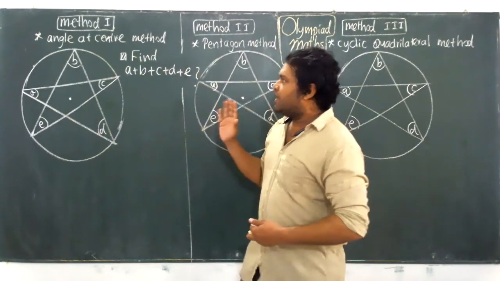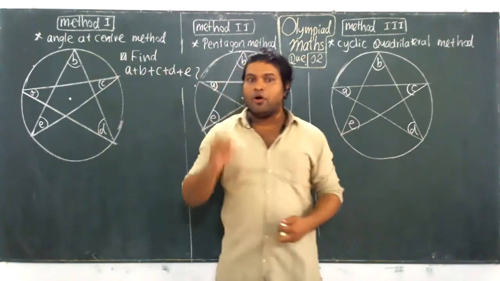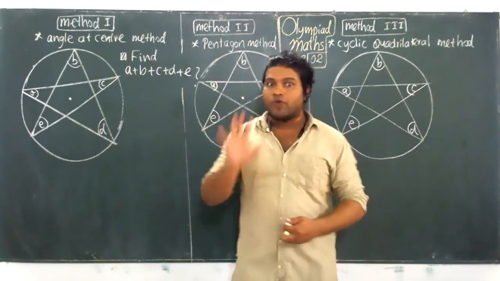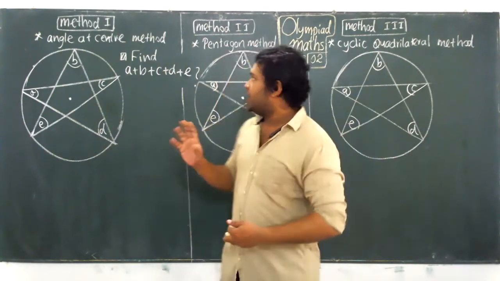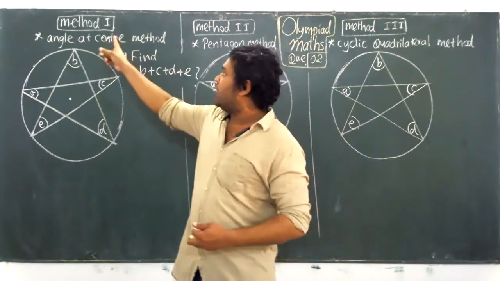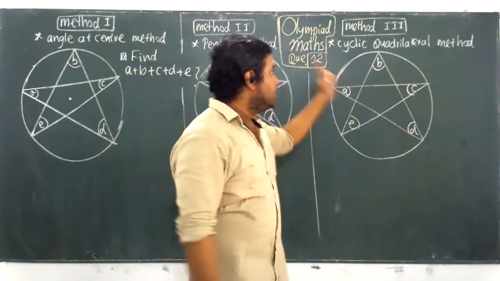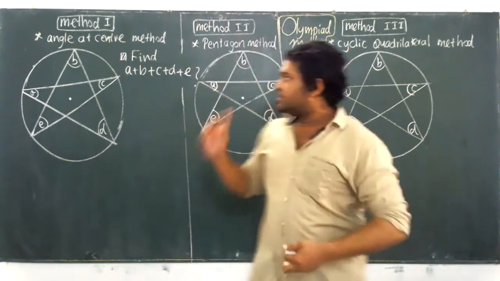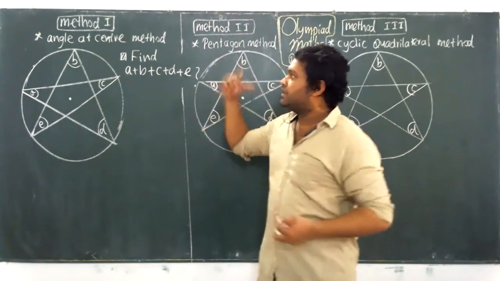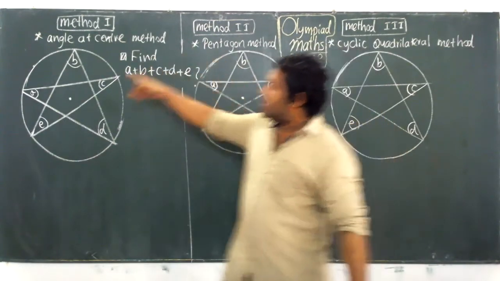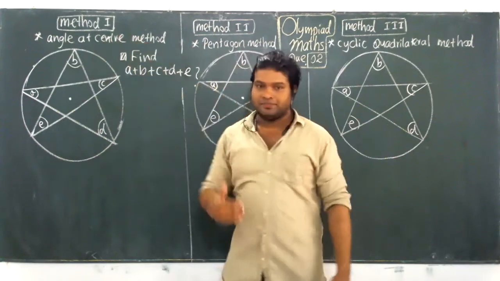To find that sum, I am going to introduce you to 5 methods. I have already written on the board method 1, method 2, and method 3. Let's see how to do it according to method 1. I have introduced that method as the angle at center method.